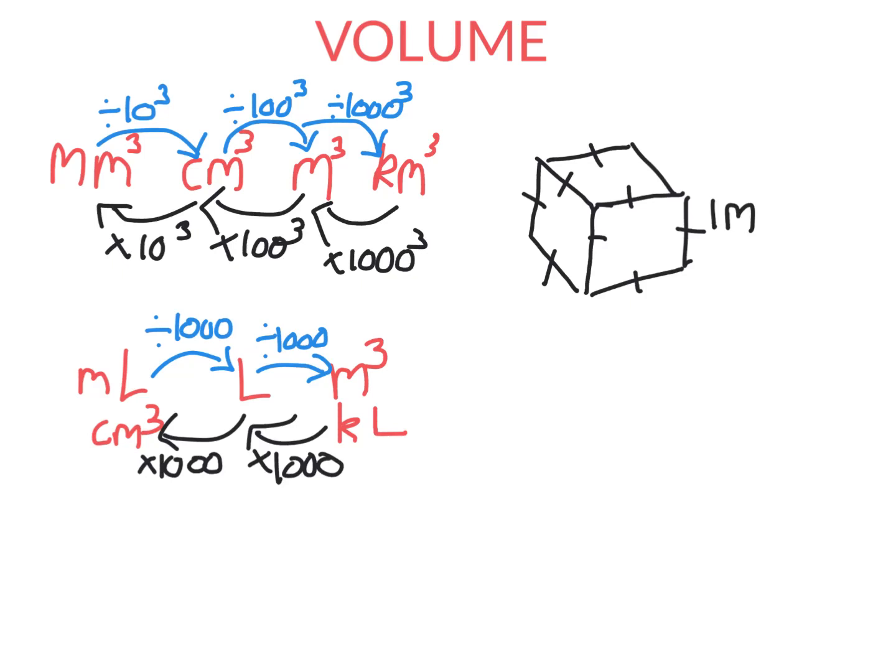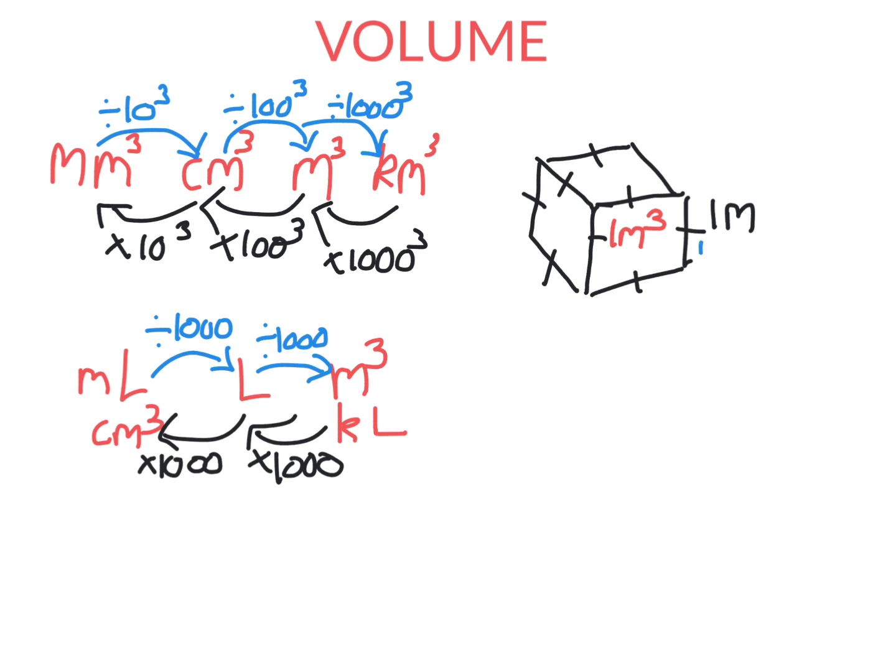Thank you so much for tuning into this video in which we will look at volume. So let's look first at the volume of this cube with side length 1 meter. Its volume is 1 meter times 1 meter times 1 meter, 1 meter cubed, because it has 3 dimensions, each of which is 1 meter.